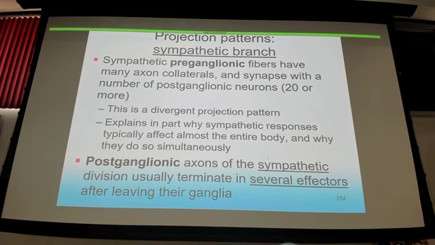So if there are postganglionics for the sympathetic system at basically all these different levels of the sympathetic trunk, if we send a signal in there and we throw off axon collaterals, can we stimulate multiple postganglionics at once? Yes. Because of that, it's going to diverge greatly, and the sympathetic system is going to affect almost every body system at once. When you look at postganglionics of the sympathetic system, they generally will terminate at several effectors after leaving their ganglion. It spreads out greatly.